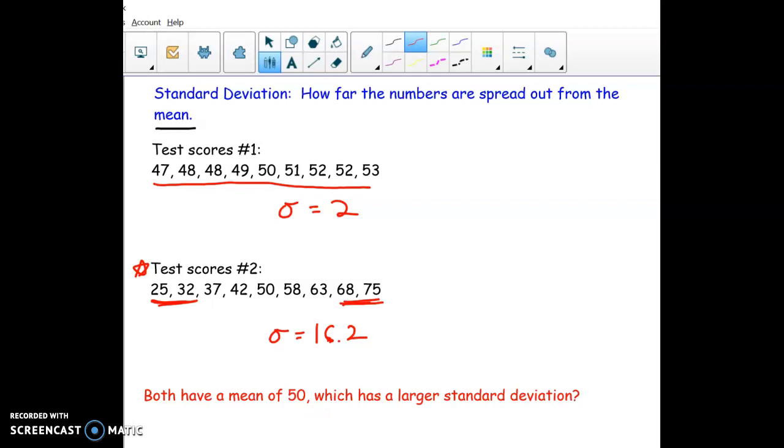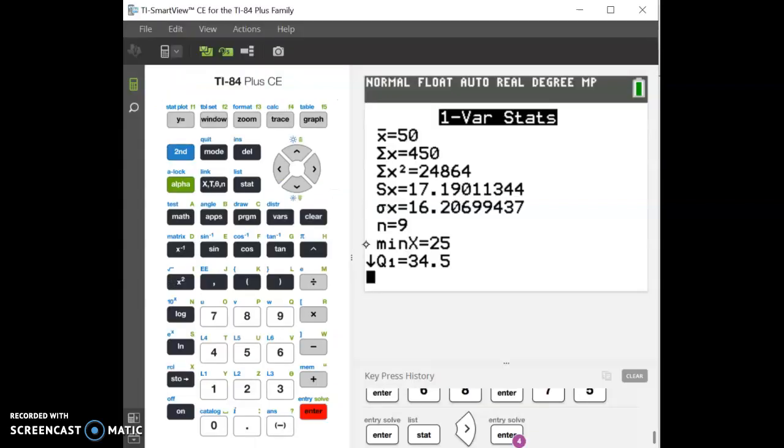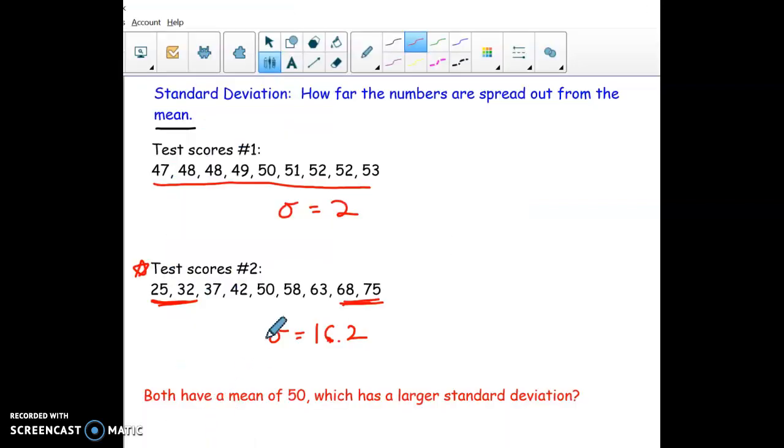Okay, so all you have to do is get it in your calculator and then find this little squiggle thing right there, the O with a line. Because they're more spread out, their standard deviation number was much higher than the first set.